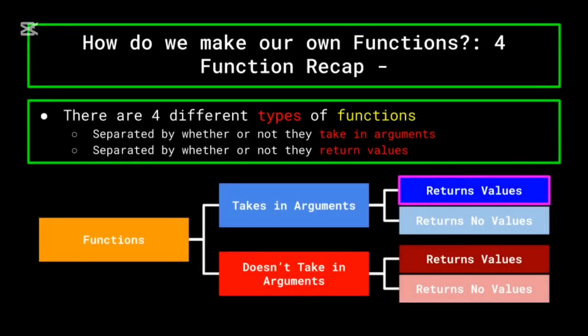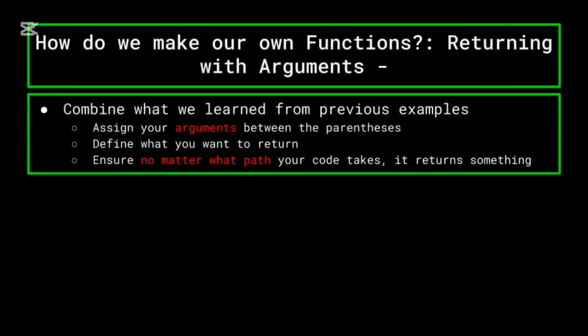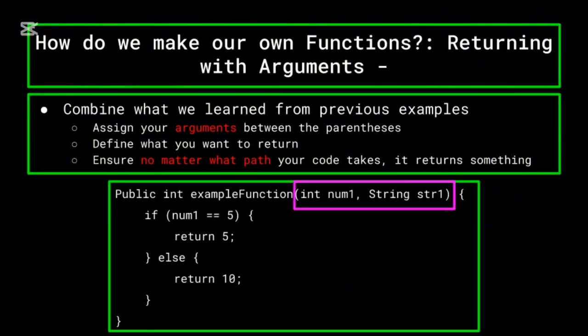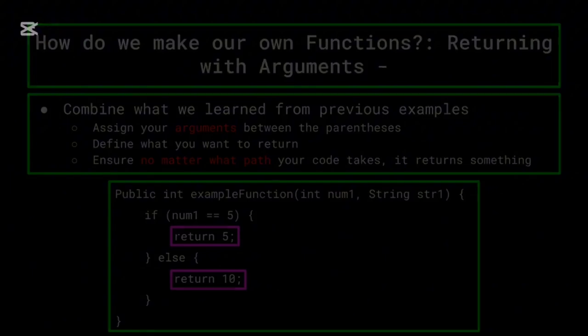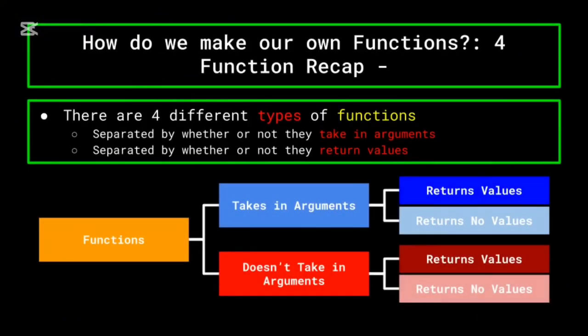The final type of function is one that returns variables and also takes in arguments, and for these, all you need to do is combine what we've learned from the previous cases. First, you assign your arguments in between the parentheses, making sure that you have also defined what type of variable you want to return, and then ensure that no matter what path the code takes, that you're always returning that variable type. That concludes our discussion on functions.